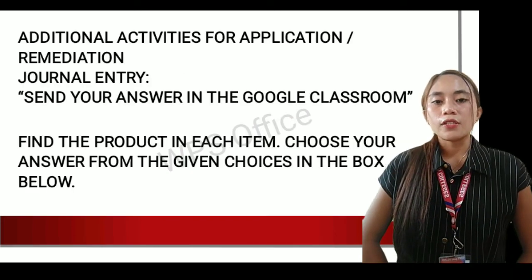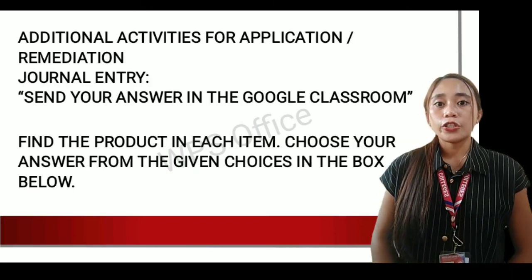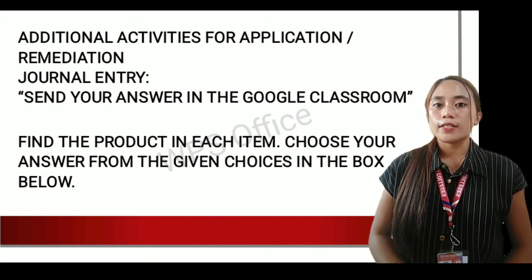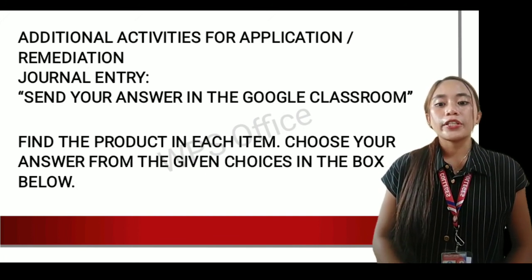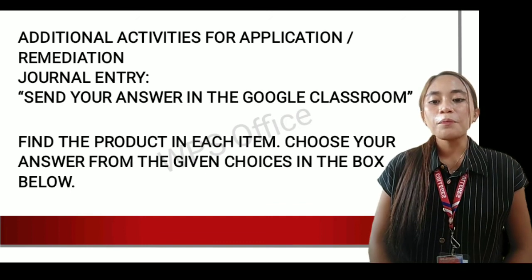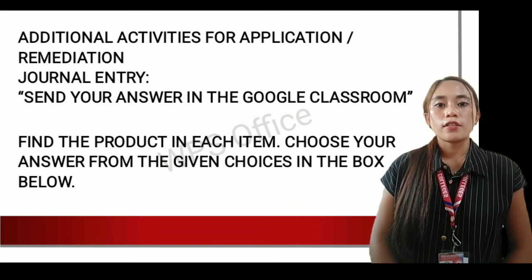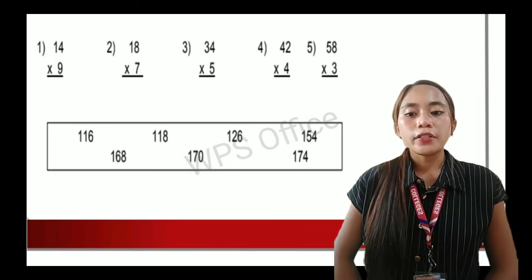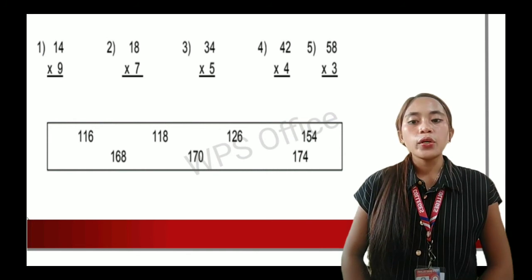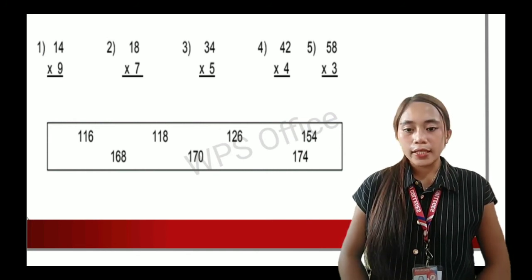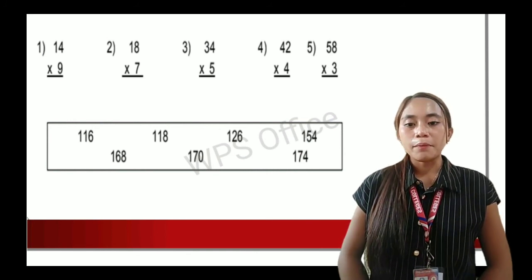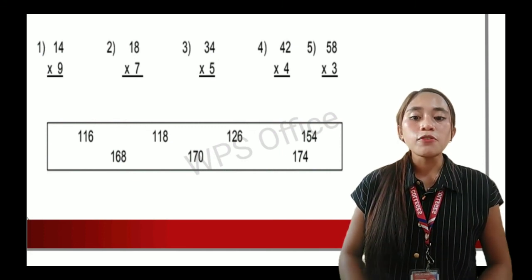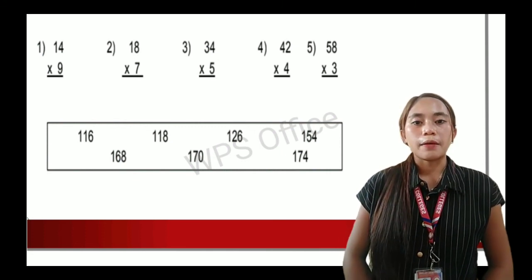Additional activities for application or remediation or the journal entry. So, I will give you an assignment. Send your answer in the Google Classroom. Find the products in each item. Choose your answer from the given choices in the box below. Number 1, 14 times 9. Number 2, 18 times 7. Number 3, 34 times 5. Number 4, 42 times 4. And the last number, 58 times 3.